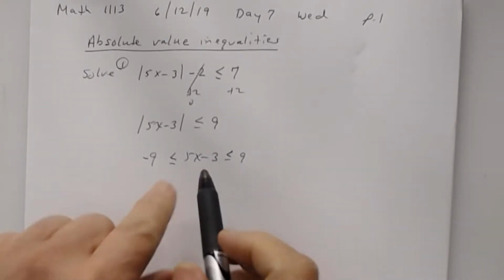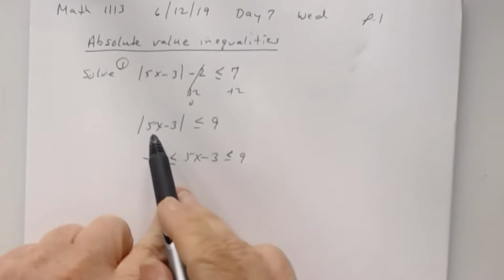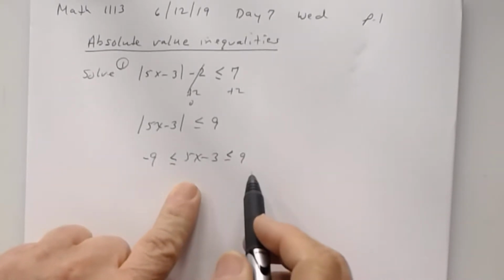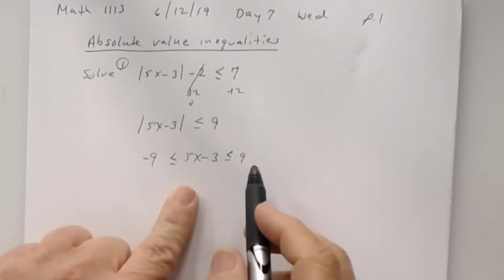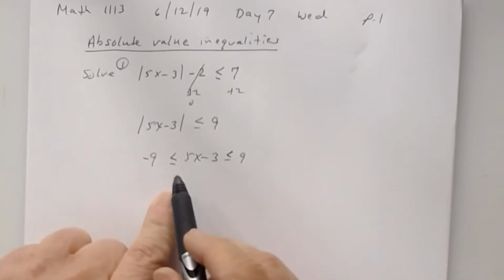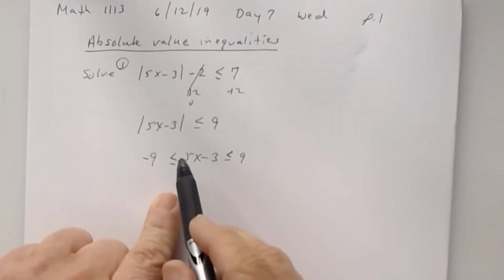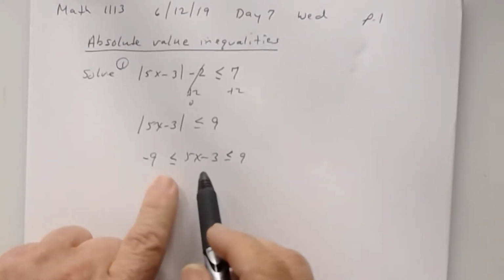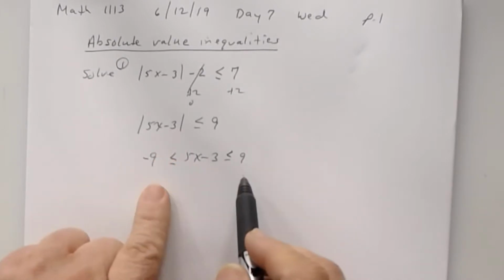Notice when I wrote it, I said this. I said the expression within the absolute value bars, 5x minus 3, has to be less than or equal to 9, and, I use the word and, at the same time, it has to be greater than or equal to negative 9. Okay? So you have 9 and negative 9 on either side.